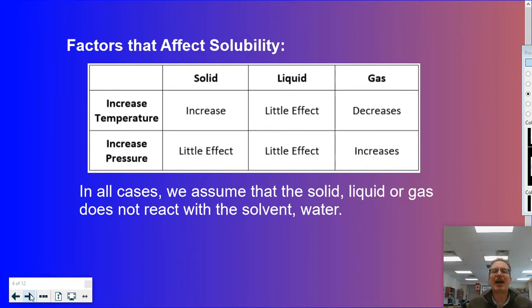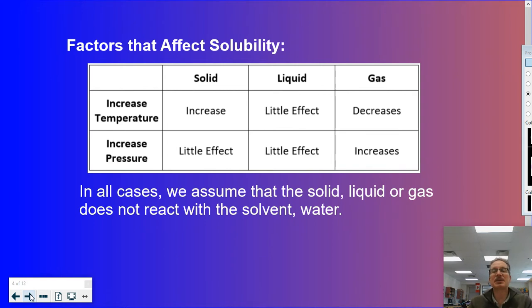Well, there are some basic factors that affect solubility. When we talk about this, it is very important to understand: are we talking about a solid dissolved in water, a liquid dissolved in water, or a gas dissolved in water, because they react differently. When I increase the temperature of water and dissolve a solid into it, we will notice that more solid will actually dissolve. When I increase the temperature of the water, I can dissolve more sugar. I can dissolve more salt. Solubility increases with increased temperature. Now, there is very little effect on a solid if I increase the pressure. So little that we're not even going to talk about it.